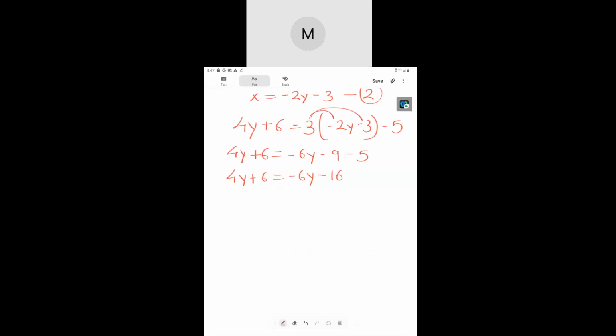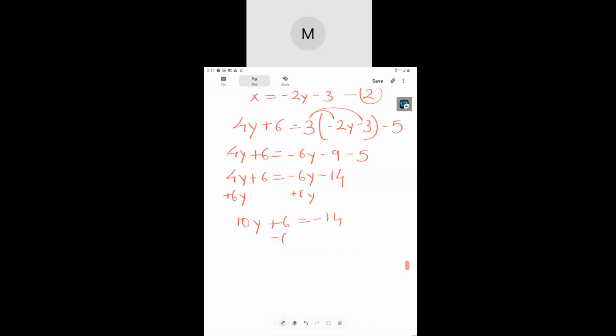So this is negative 14. I shouldn't have written 16 there. Just correct that. And this is negative 14. All right, I'm in a good position now. So now I can start adding 6y on both sides. That gives me 10y plus 6 equals negative 14.